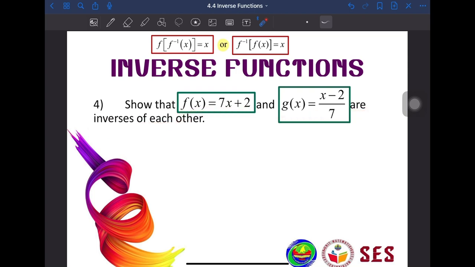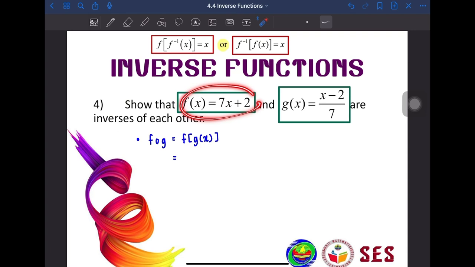So macam mana nak buat ni? Kita kena cari the compose of each other. Okay, so first kita kena cari dulu f compose g ataupun f gx. Kita kena cari f compose g. So kita kena check sampai hujung kita dapat tak equal to x. So kalau dapat equal to x, maksudnya kita boleh pakai property ni, which is f inverse tu adalah g. So G adalah inverse kepada F.